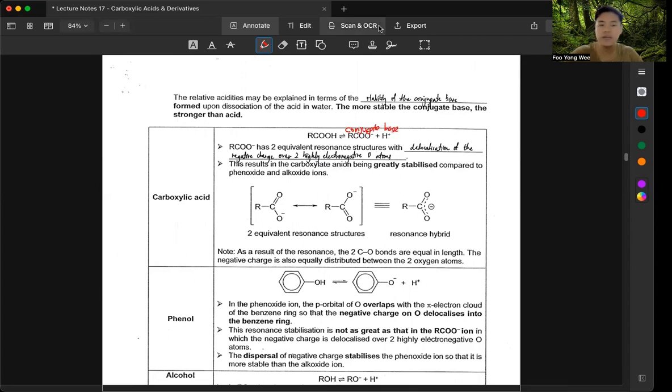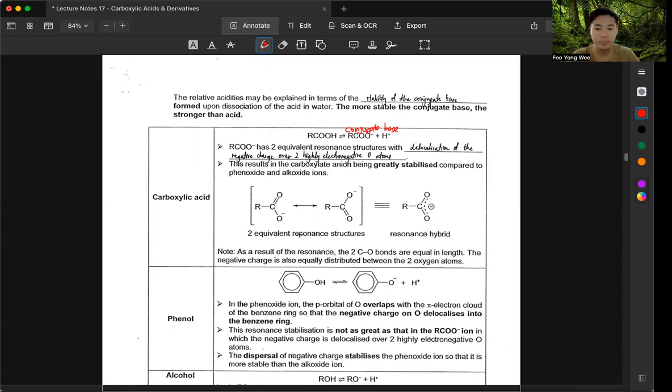It has two equivalent resonance structures with delocalization of the negative charge over the two highly electronegative O atoms. So the carboxyl group has two oxygens which are very electronegative. When the COO minus is formed, the minus is very happy because it will be stabilized by these two highly electronegative O. So it allows the formation of resonance structures. The minus can come here, then when the minus goes here, the double bond can form here. So it stabilizes through resonance.